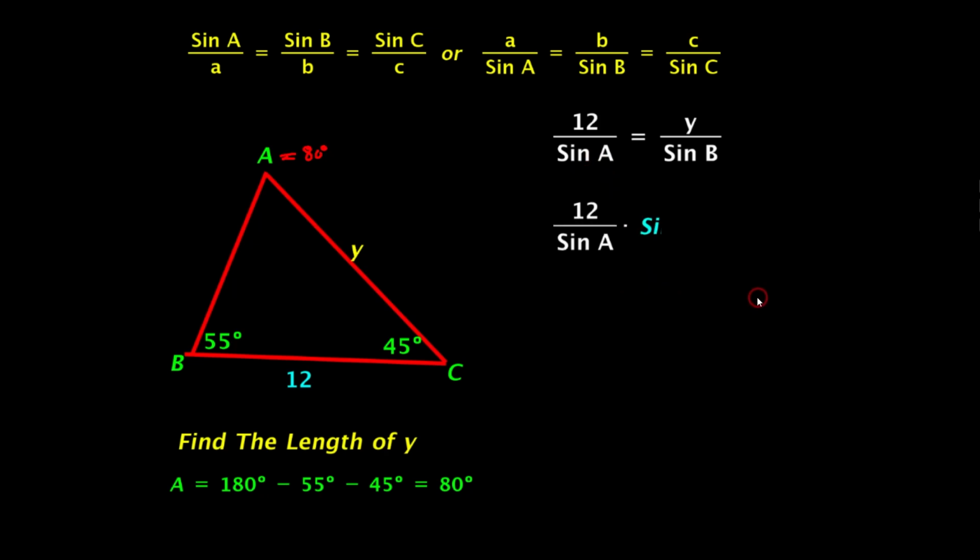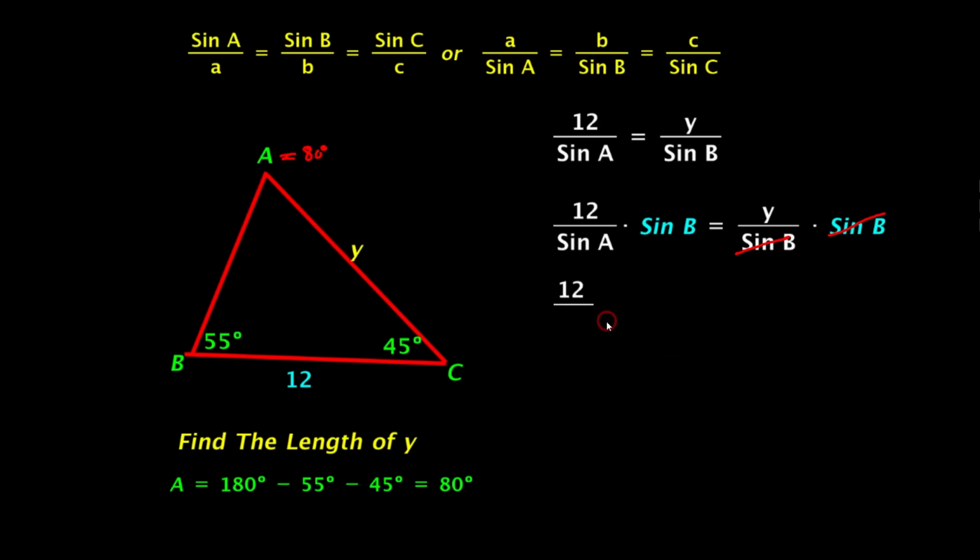So to cancel sine B from the right hand side, to isolate the value of y, we multiply both sides by the same value of sine B, just to cancel the sine B from the denominator on the right side. And on the left side, we keep the y. On the right side, the left side is 12 times the value of sine B divided by the value of sine A. And now we are ready to plug in the values.